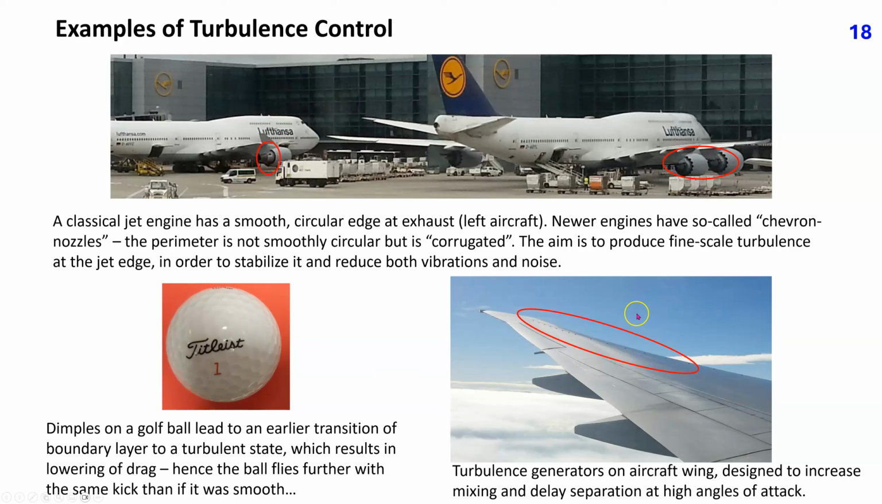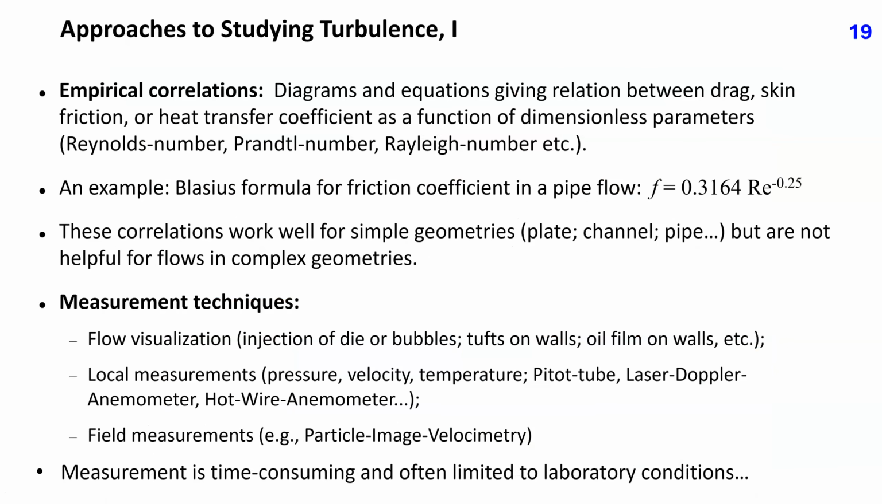This photograph shows turbulence generators on an aircraft wing, designed to increase turbulence in the boundary layer and delay separation at high angles of attack. Engineers have always tried to understand turbulence and maximize its positive effects while minimizing the undesirable consequences. 3 main approaches are used for this purpose.